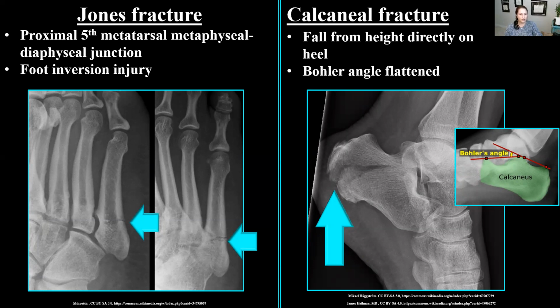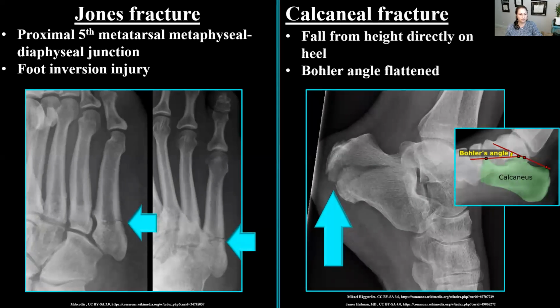A calcaneal fracture, also called a lover's fracture, because people used to jump out the window when the parents would come into the room. So a lover's fracture: fall from a height directly onto the heel. The Bohler angle is something that we can calculate, and if the Bohler angle is flattened, that can indicate that they have a calcaneal fracture.